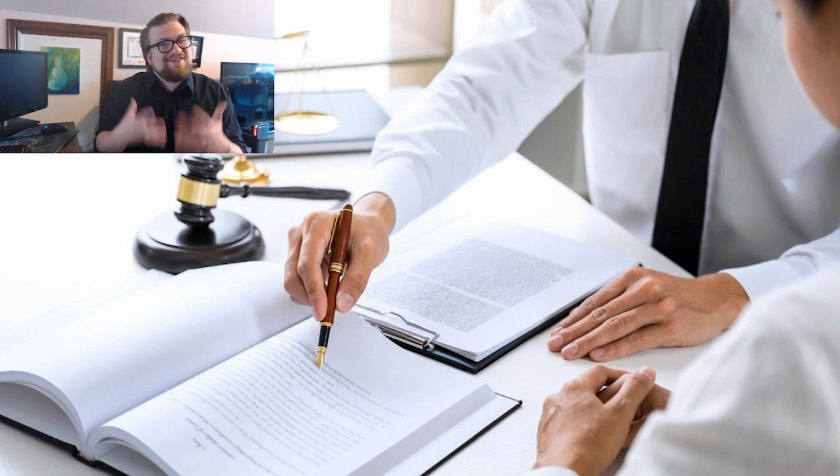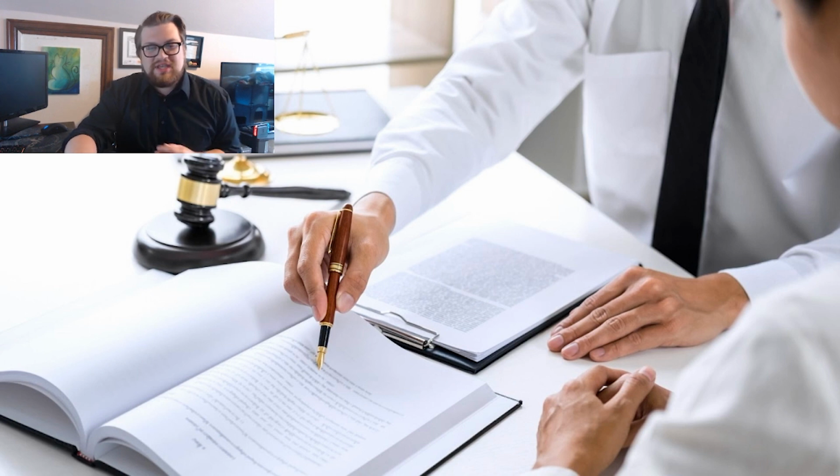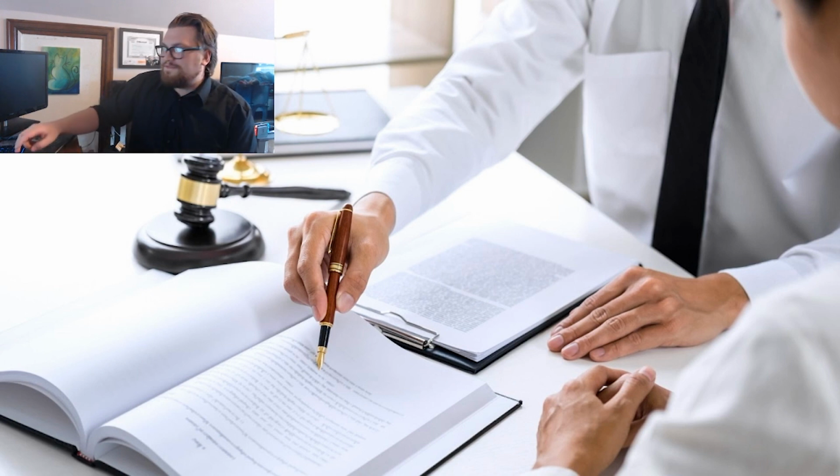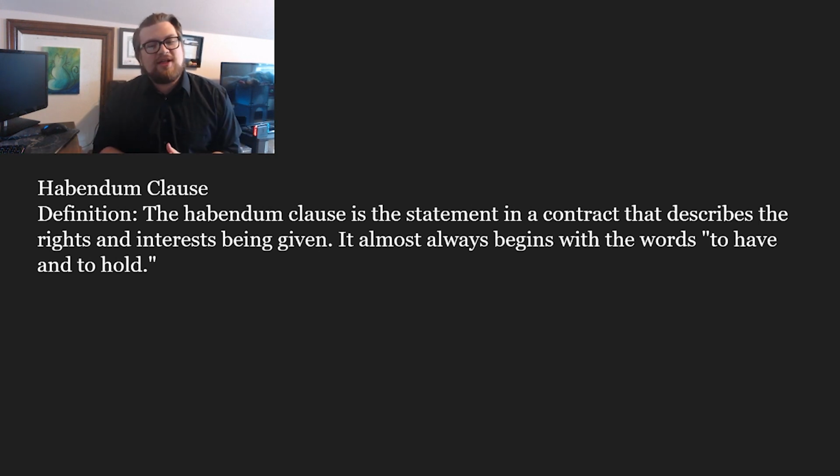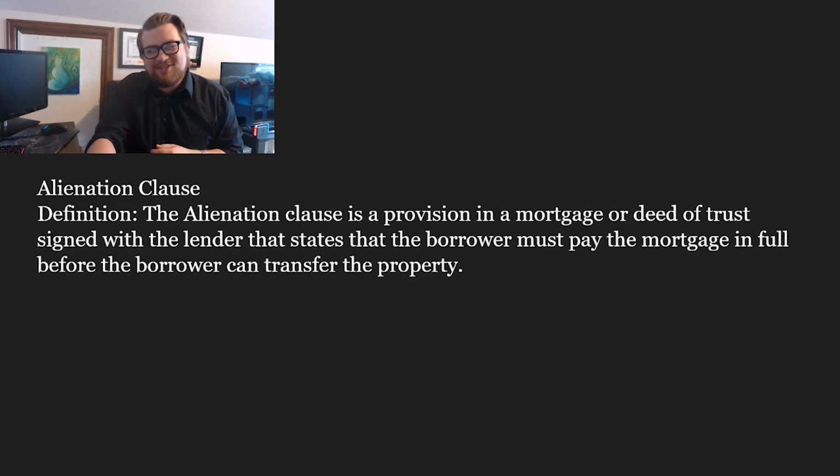All right, now that you have a solid grasp of what a clause is, let's get into specifics. These are in no particular order, by the way. I just threw together a quick list. So the first one is the habendum clause. The habendum clause is a statement in a contract that describes the rights and interests being given. It almost always begins with the words "to have and to hold." Put simply, the habendum clause just tells the buyer or the lessee exactly what they're getting. Pretty self-explanatory.